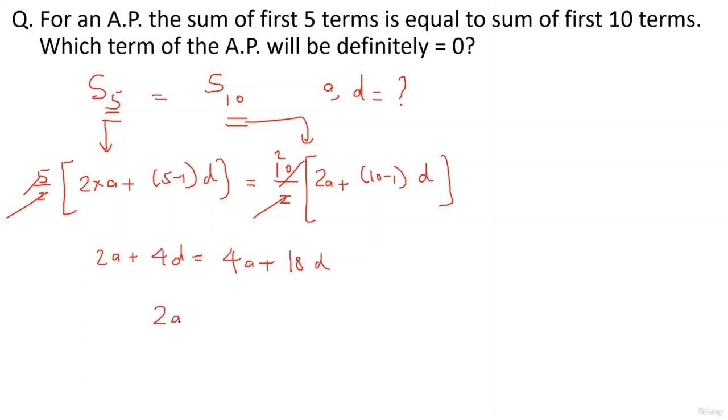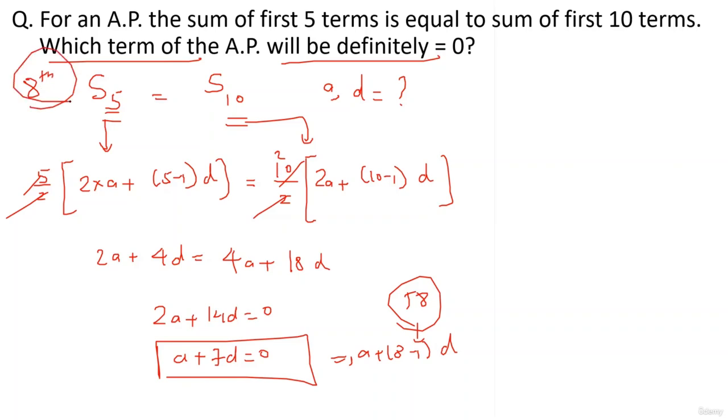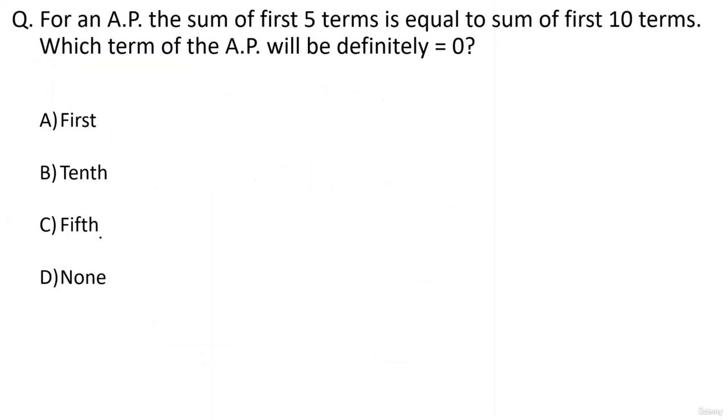On simplification, this gives you 2a plus 14d is 0. Dividing by 2 throughout, you have a plus 7d is equal to 0. So a plus 7d is nothing but a plus 8 minus 1 into d, right? This will be the 8th term of the AP. So the answer is the 8th term. Okay, let's check the options. The 8th term is not in the options, so the answer is Option D, None. Now let's look at a much quicker way to solve the same question, guys.